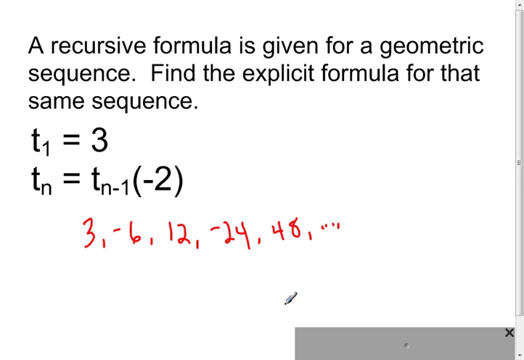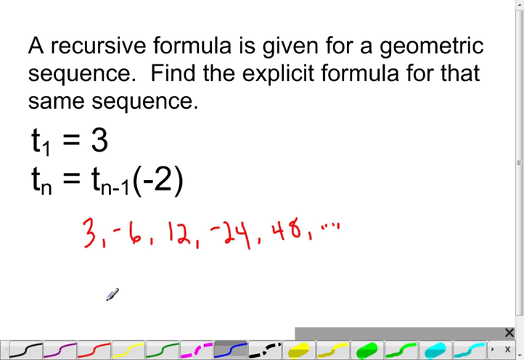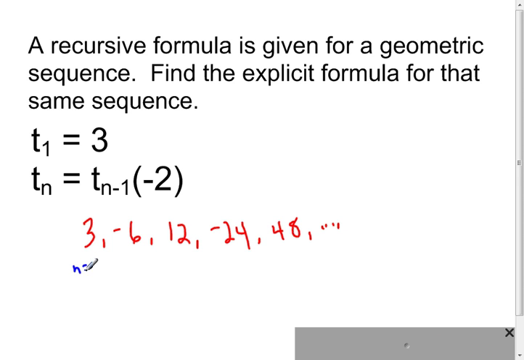So the question is, how would we write an explicit formula so that if I just type n into my formula, it's going to give me each of these numbers? When n equals 1, I'll get 3. When n equals 2, I'll get -6. When n equals 3, I'll get 12. When n equals 4, I'll get -24. And when n equals 5, I get 48, and so on.